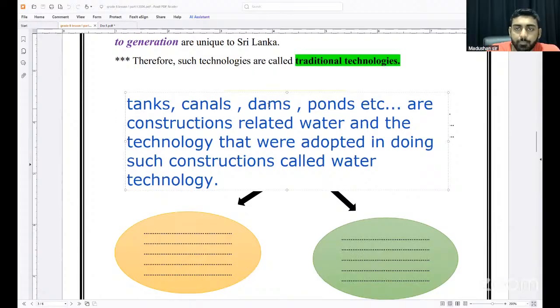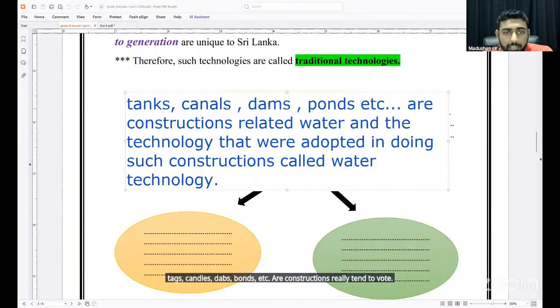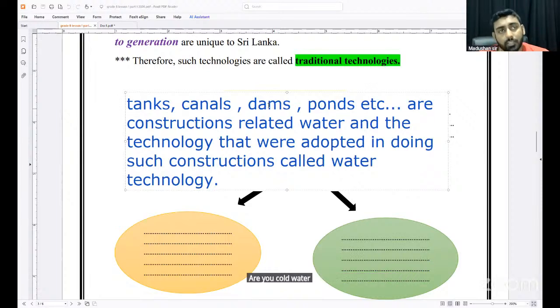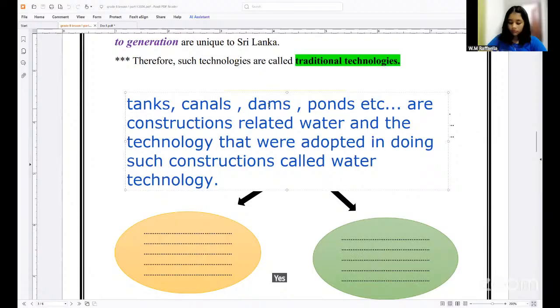Tanks, canals, dams, ponds, etc. are constructions related to water and the technology that were adapted in construction called water technology. Finish writing. Yes, sir.